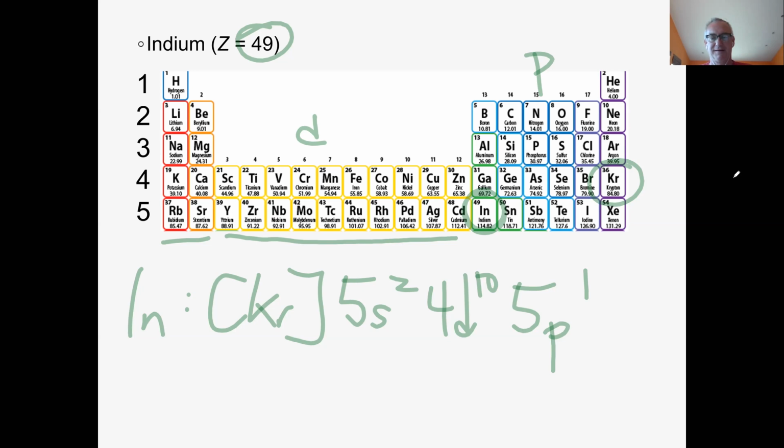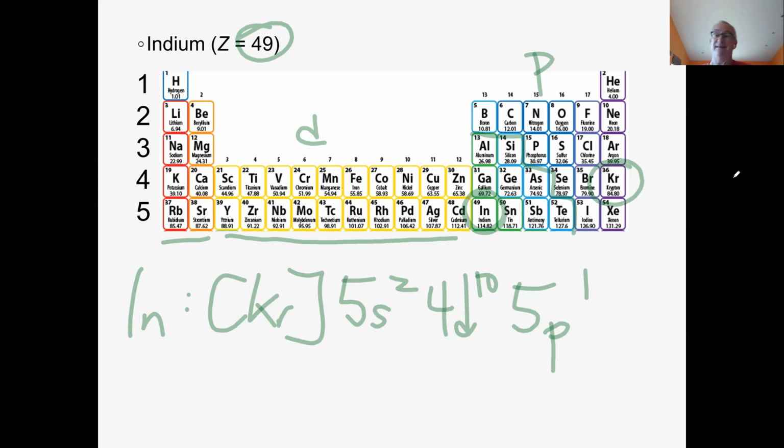Can I try? Sure. It's a metalloid, right? Because it's in that kind of weird in-between area. The weird in-between area is here. So it actually isn't a metalloid. Metalloids are like silicon, arsenic, tellurium. So it's close, but it's actually still a metal. You're really close, but it's still considered a metal.